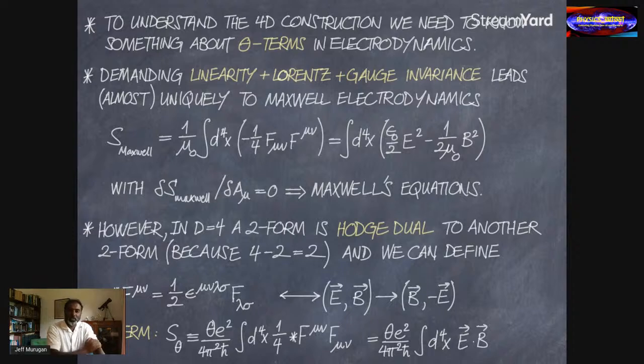However, there's another story at play here, which is that in 4 dimensions, a 2-form, which is a rank 2 object that carries 2 Lorentz indices like this F mu nu, is dual to another 2-form. That's because in D dimensions, a p-form is dual to a D minus p form. This is some simple combinatorics that you can work out. Once you learn about differential geometry, you learn about Hodge duality. It's well known from differential geometry. And it so happens that in 4 dimensions, 4 minus 2 is 2. So a 2-form is dual to a 2-form, which is not true in other dimensions.